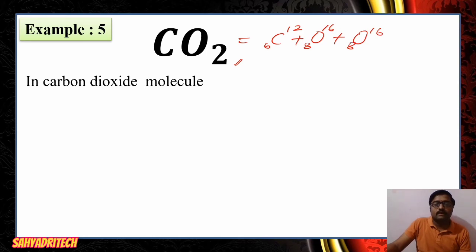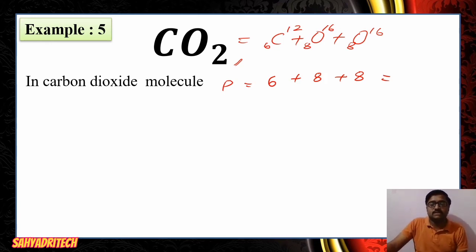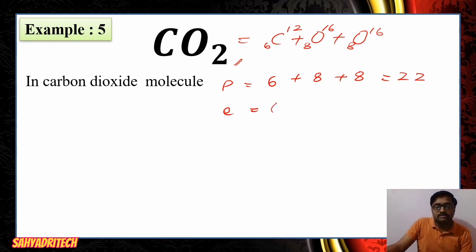Now if you consider carbon, number of protons I will consider. For carbon, how many protons? 6. Oxygen 8. One more oxygen 8. So total number of protons: 8, 8, 16, 16 plus 6, that is 22 total protons. Coming to the electrons, since it is a neutral species, what about electrons? Same number as that of protons. 6 plus 8 plus 8. Right? Again, 22 electrons.